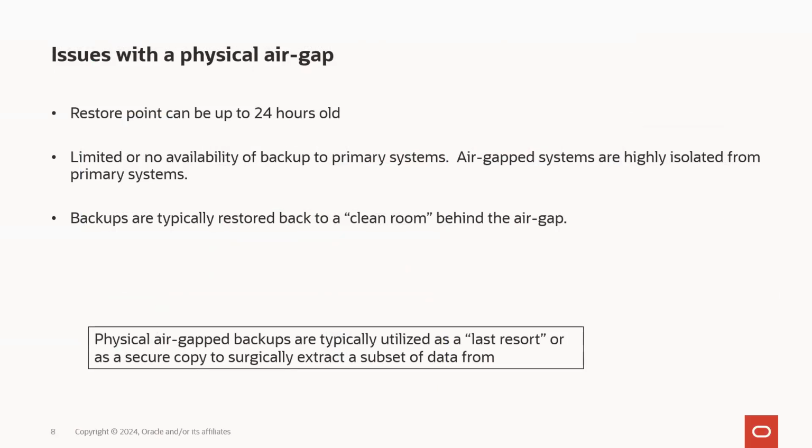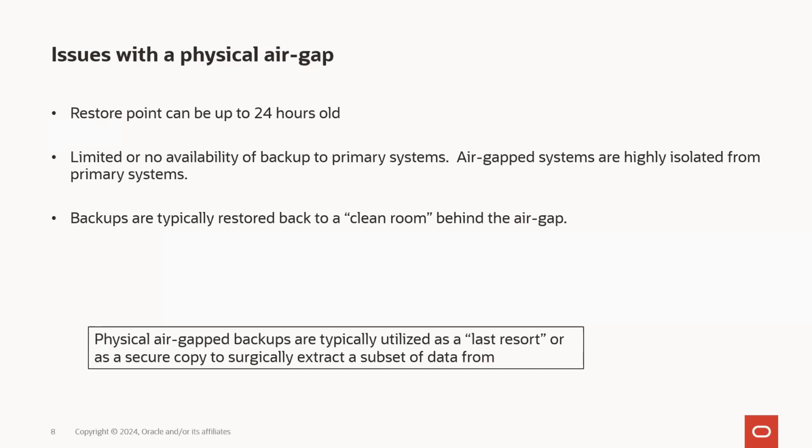But the issue with the physical air gap is, as I said, it's only open for a period of time during the day, which means that the point that you can restore to from that copy is older. It could be up to 24 hours old, depending on how often that air gap opens. But if it opens once a day, it's probably at least 12 hours old. So you have guaranteed data loss. You've got protection, but you've got that data loss.